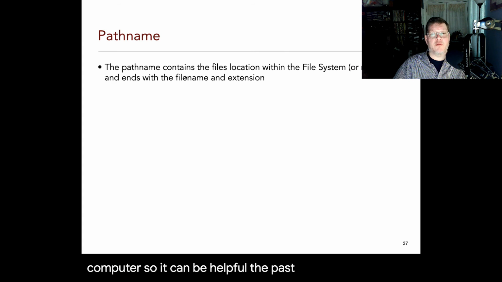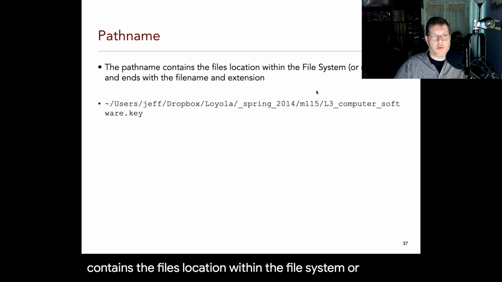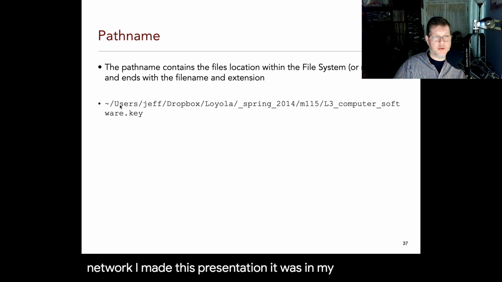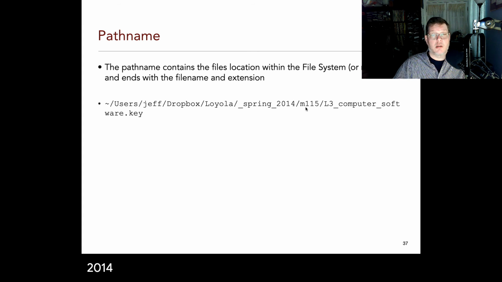The path name contains the file's location within the file system or the network, right? So when I originally made this presentation, it was in my root directory, Users, Jeff. I had a Dropbox folder there. Inside the Dropbox folder was a folder called Loyola. Then was the folder for spring 2014, the folder for this course, and then this file, which I originally made in Keynote. So, right, like that's the path name.